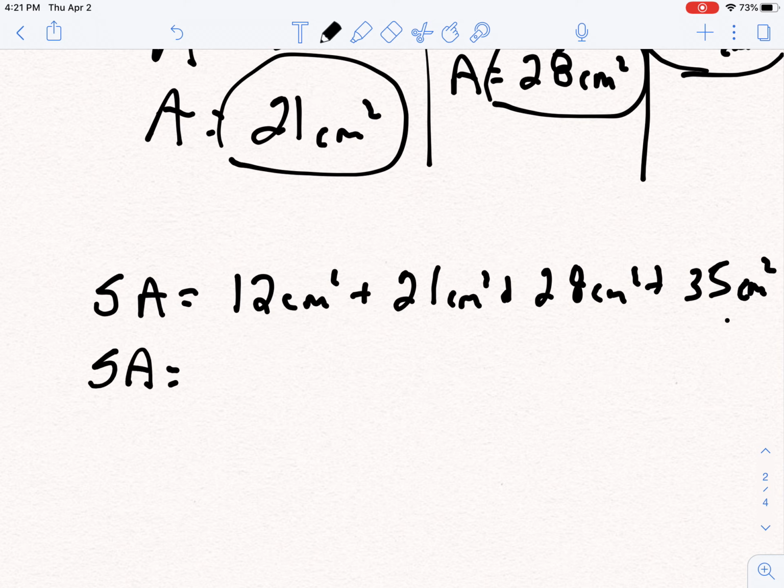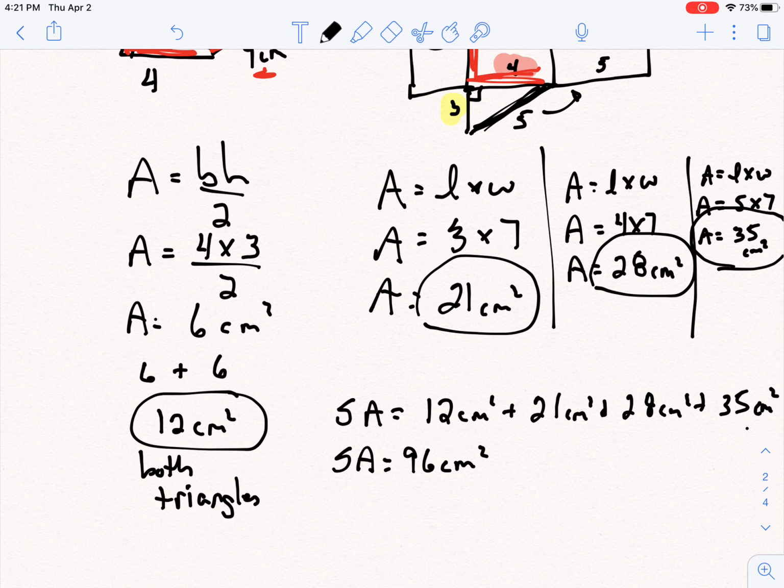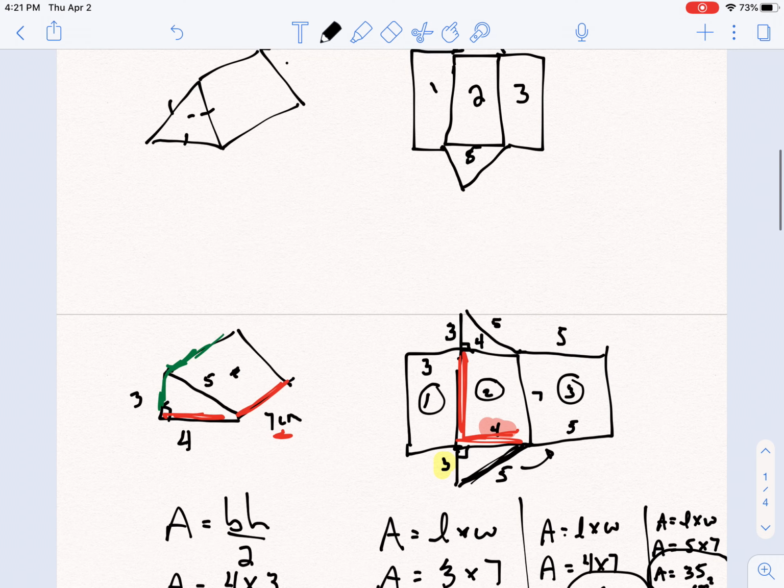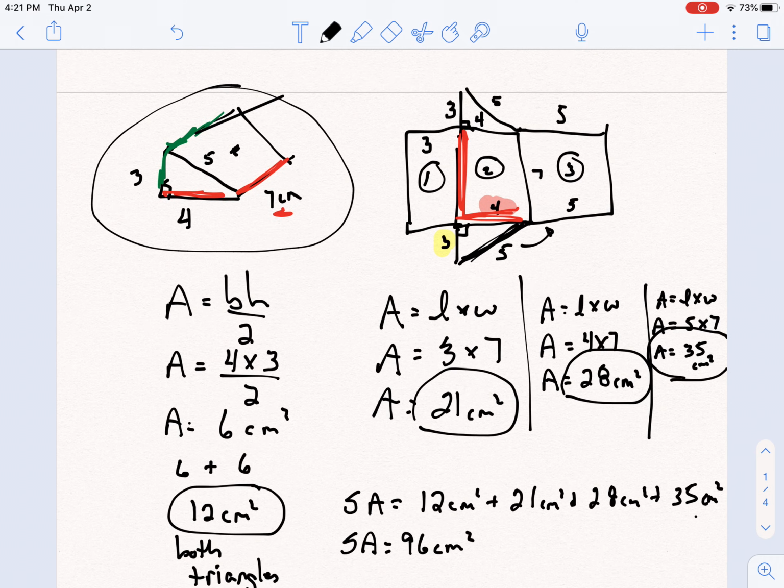Otherwise, we go 12 plus 20 is 32, plus 1 is 33, plus another 20, 43, 53, 61 with the 8, 61, 91, 96 centimeters squared. So I can say that the surface area for this shape that we did is going to be 96 centimeters squared. So that's how we find the surface area of a triangular prism.